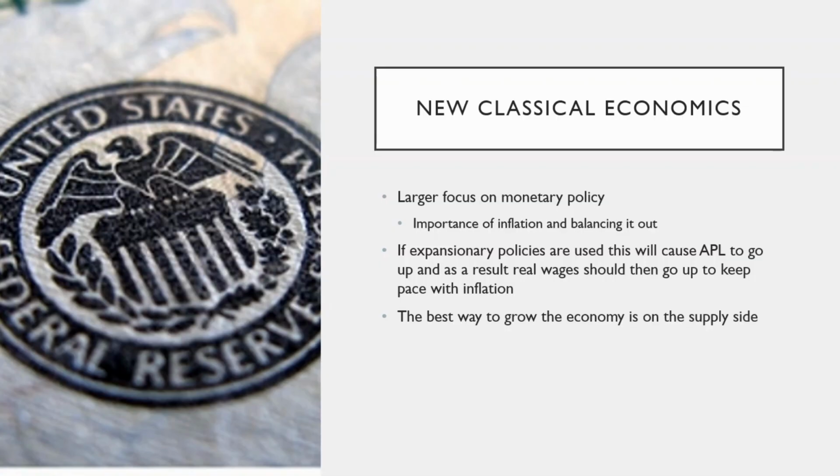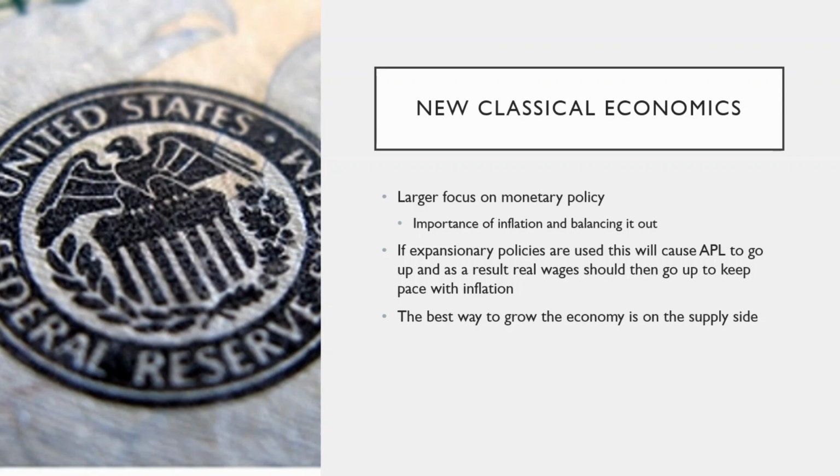Neoclassical economics is going to get a rebirth in the 1970s. It's mostly focused on monetary policy, the importance of inflation and balancing it out, and really using the money supply and the tools of the central banks to do this. They believe that if there's an expansionary policy, this will cause the average price level to go up. As a result, real wages should then go up to keep pace with inflation.